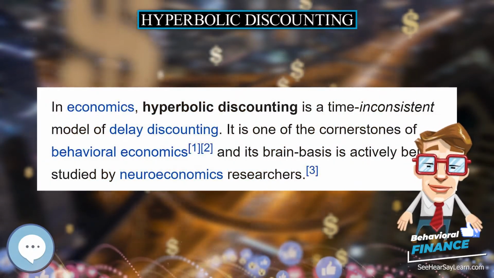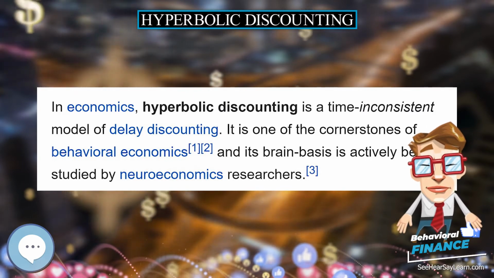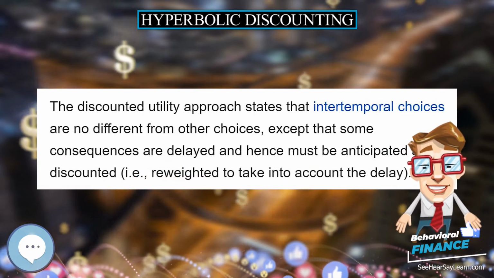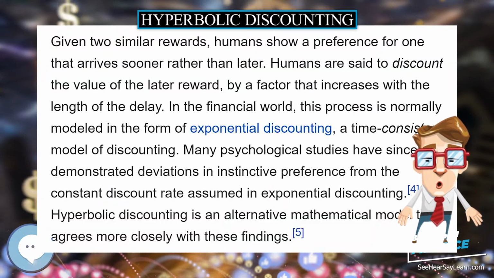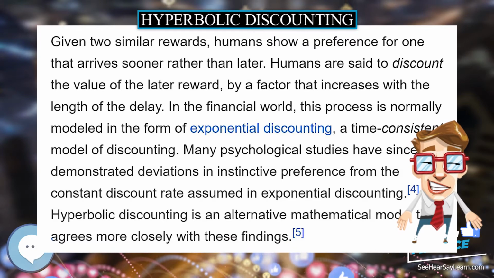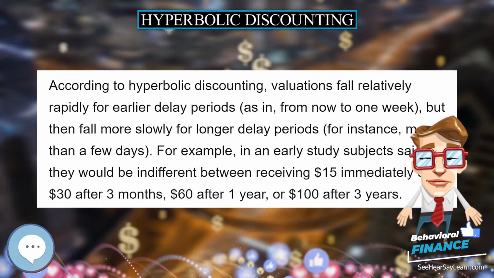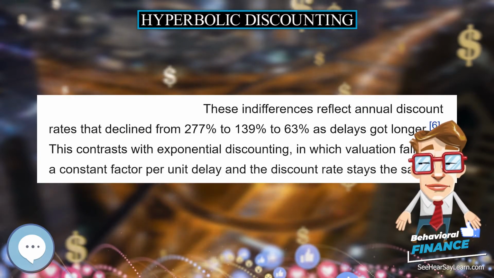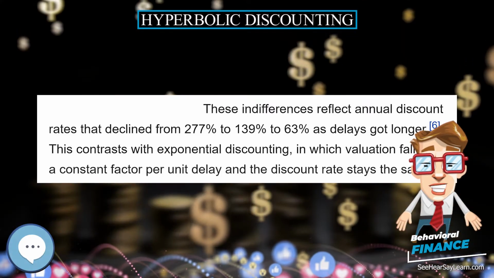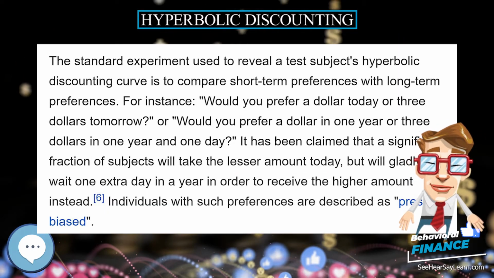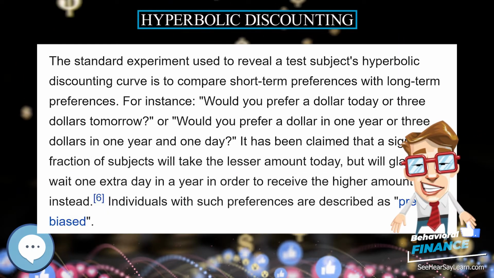Hyperbolic discounting. In economics, hyperbolic discounting is a time-inconsistent model of delay discounting. It is one of the cornerstones of behavioral economics, and its brain basis is actively being studied by neuroeconomics researchers. The discounted utility approach states that intertemporal choices are no different from other choices, except that some consequences are delayed and hence must be anticipated and discounted, i.e., reweighted to take into account the delay.